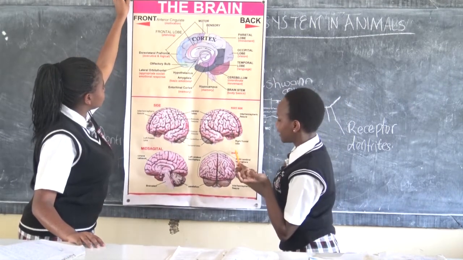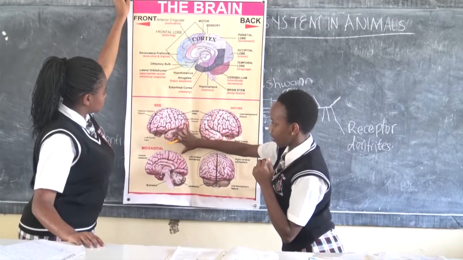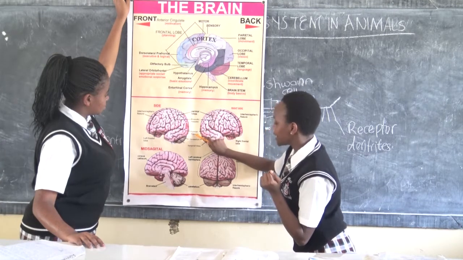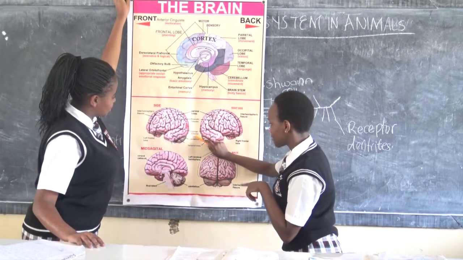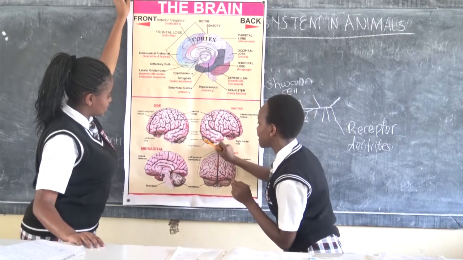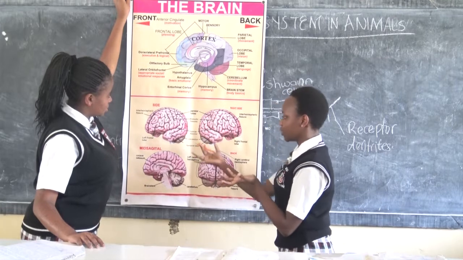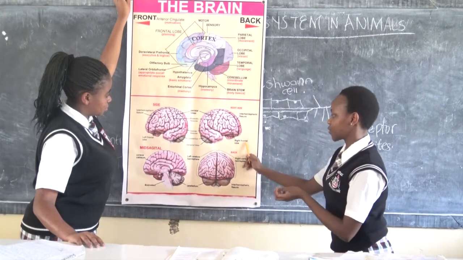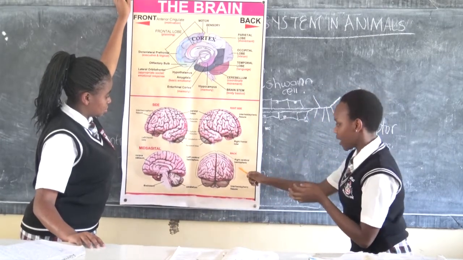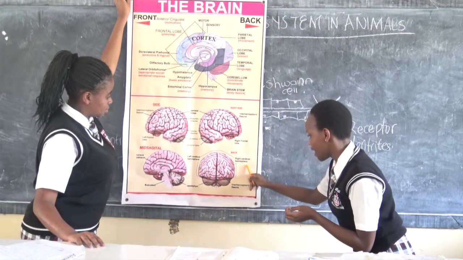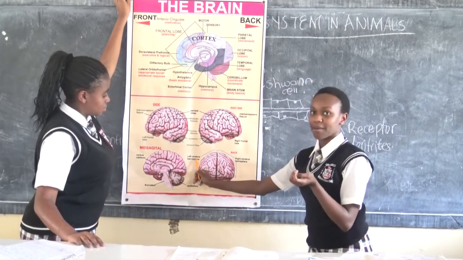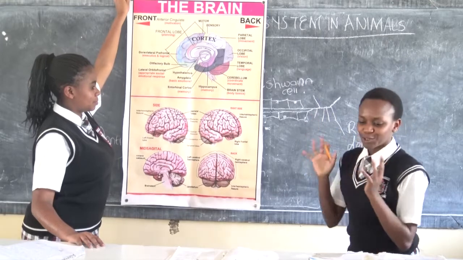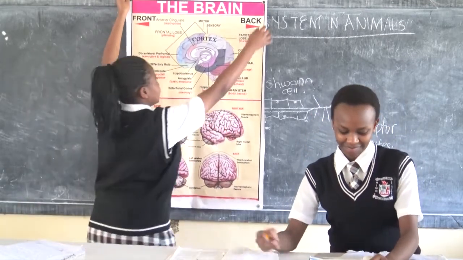As I also told you earlier, from this side of the brain, we have the left frontal lobe and the Sylvian fissure. We also have the cerebellum, as I had told you earlier, which is found underneath the brain. From the right side, we can see the right frontal lobe, and from the back, we have the right cerebral hemisphere and the left cerebral hemisphere. With that, I'm sure you know the parts of the brain.